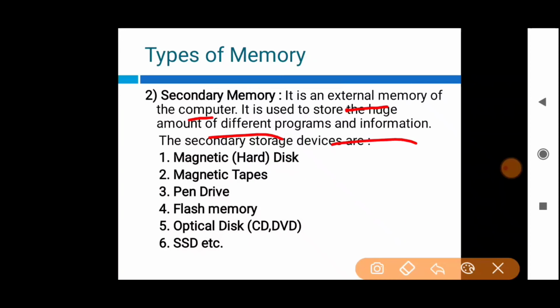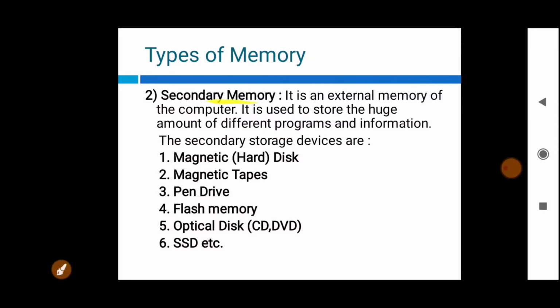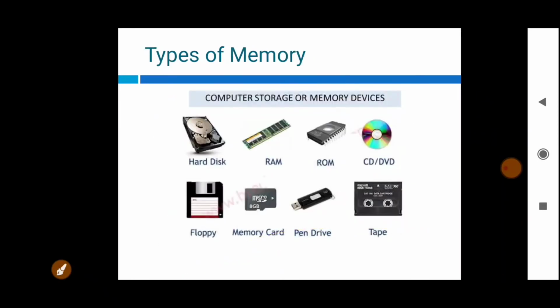RAM will have the information of the programs that are currently being executed. Then if we have a large amount of information, for example, if you want to save your entire school information somewhere, then you need a memory device which has a larger storage capacity. So we have to make use of a secondary memory in that case.